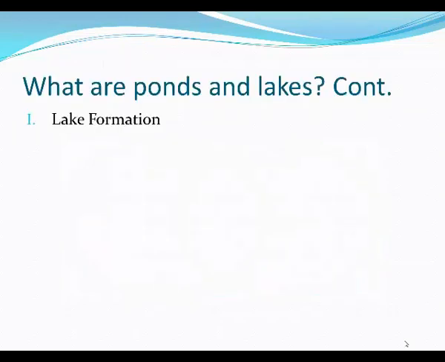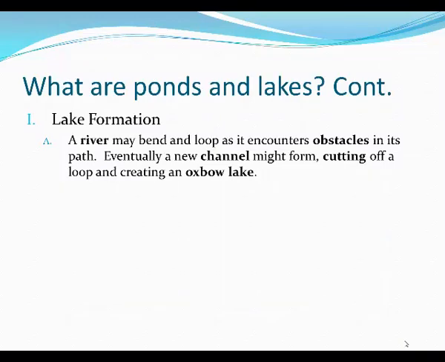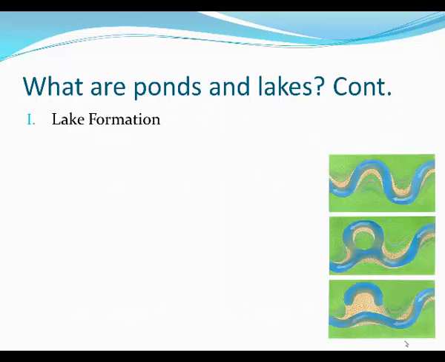Lake formation. A river may bend and loop as it encounters obstacles in its path. Eventually a new channel might form, cutting off a loop and creating an oxbow lake. So this picture represents that. We get a loop that is formed.